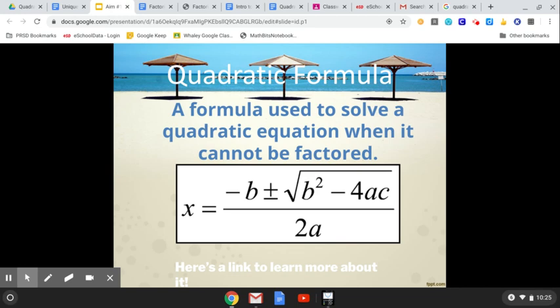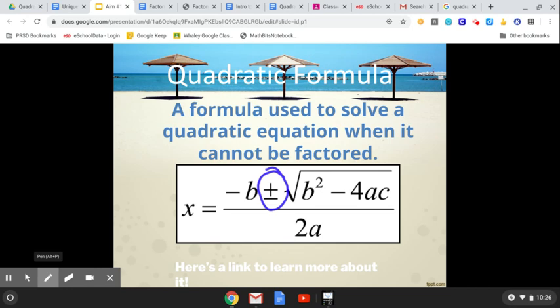Now, look at the size of that thing. There's the formula. x equals negative b plus or minus. When you see this symbol here, that symbol means plus or minus. The square root of b squared minus 4ac, and then that whole thing gets divided by 2a.